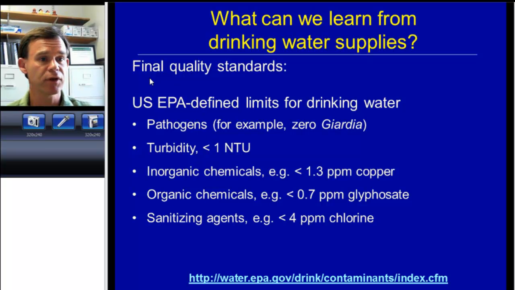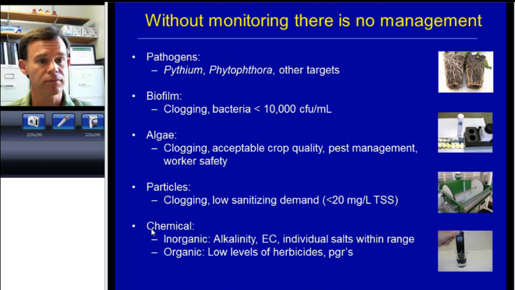Well, there are very well-defined quality standards from the EPA for pathogens, for turbidity, for inorganic chemicals, for organic chemicals such as herbicides, for sanitizing agents such as chlorine. There's standards for drinking water, and we can also define pretty well what those standards are for horticultural irrigation water.